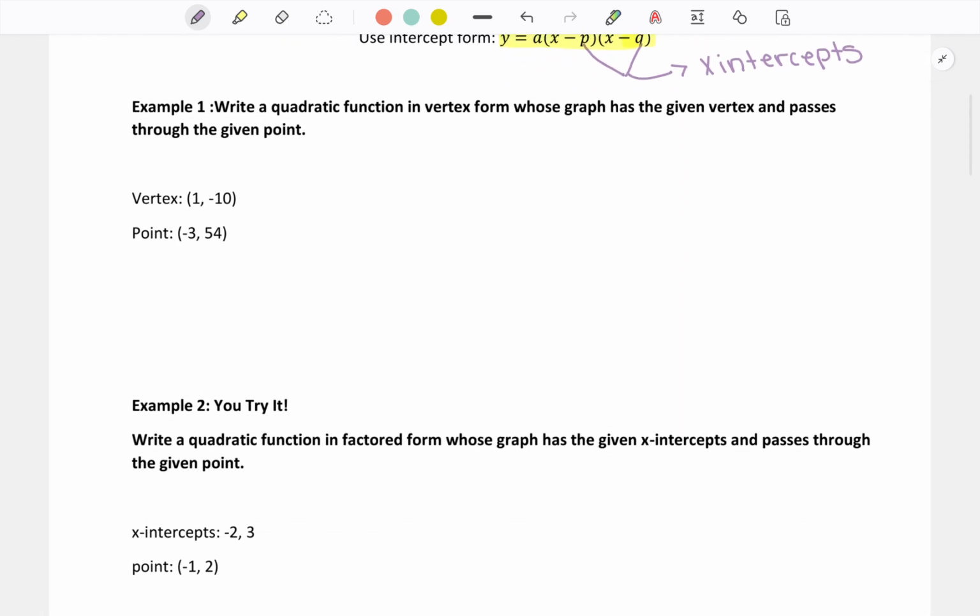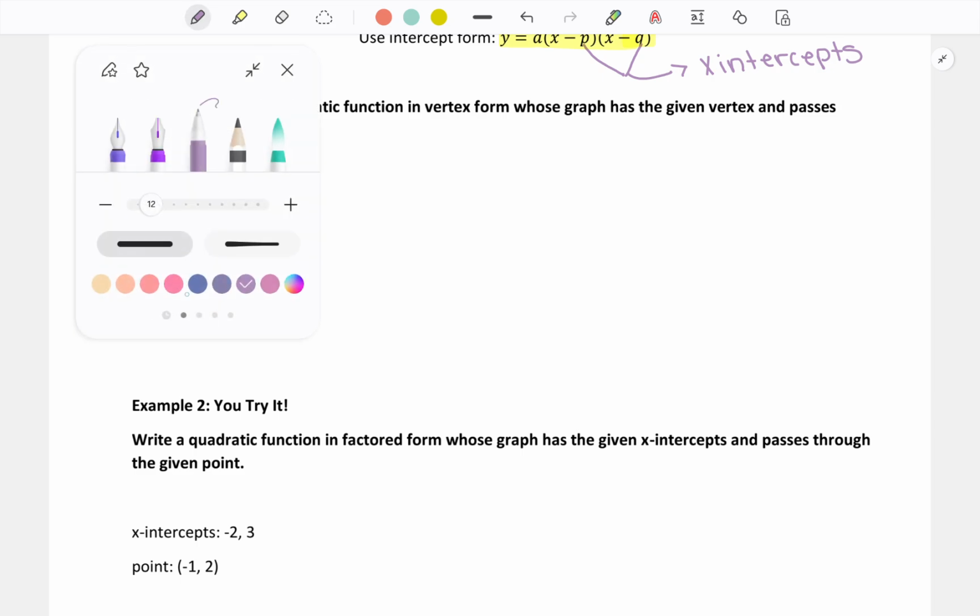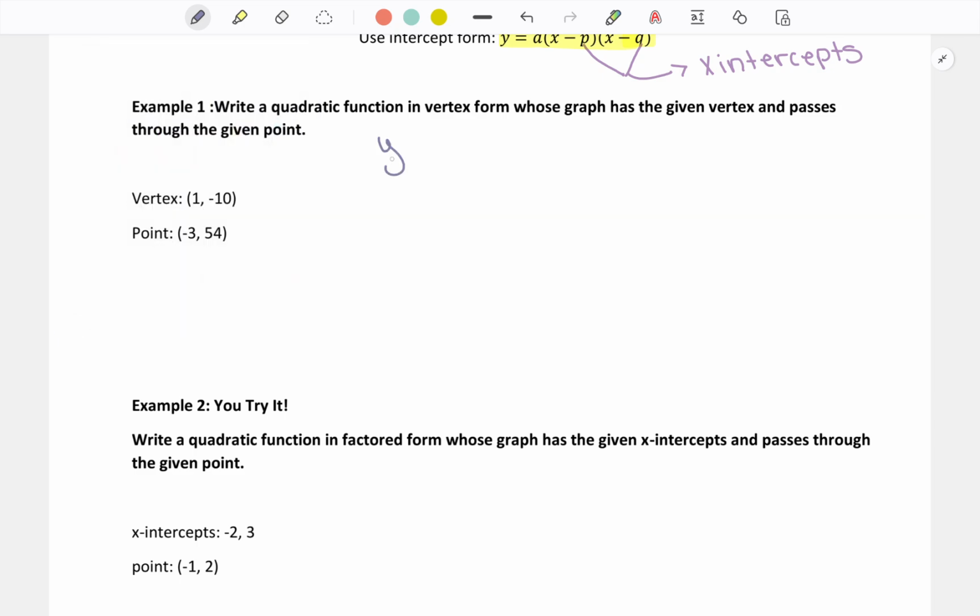So first, we are going to go ahead and write a quadratic function in vertex form whose graph has the given vertex and passes through the given point. So we are going to use vertex form as that skeleton. So we're going to have y equals a times (x minus h) squared plus k. And then we're going to plug in the things that we know. So our vertex is going to go in for h and k.